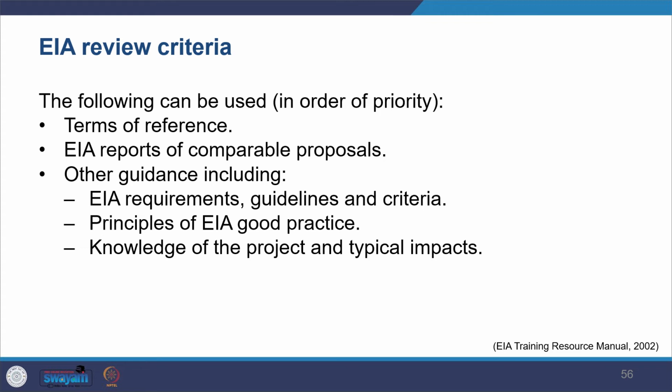So for review criteria, the key aspect here, which has been repeated again and again, is the terms of reference and EIA reports of comparable proposals. Wherever you find EIA reports from other, similar cases, you take them as a reference point. You also have other guidance like EIA requirements, guidelines and criteria, and you can also look at certain good principles of EIA and the entire course where we have learned it. All these can be used as a reference.